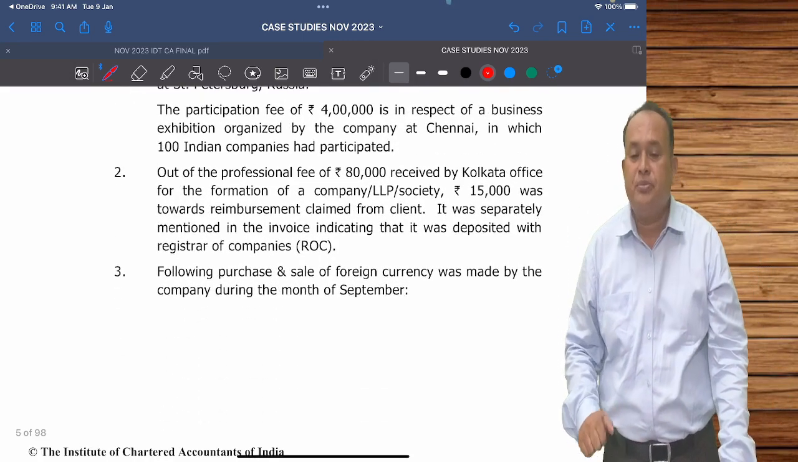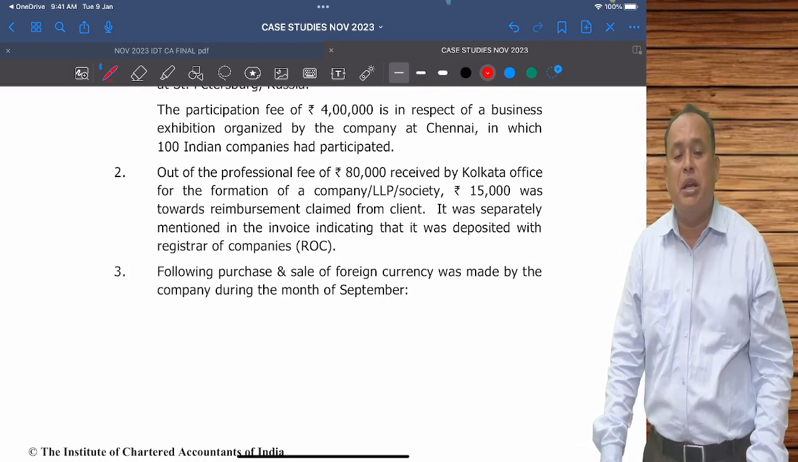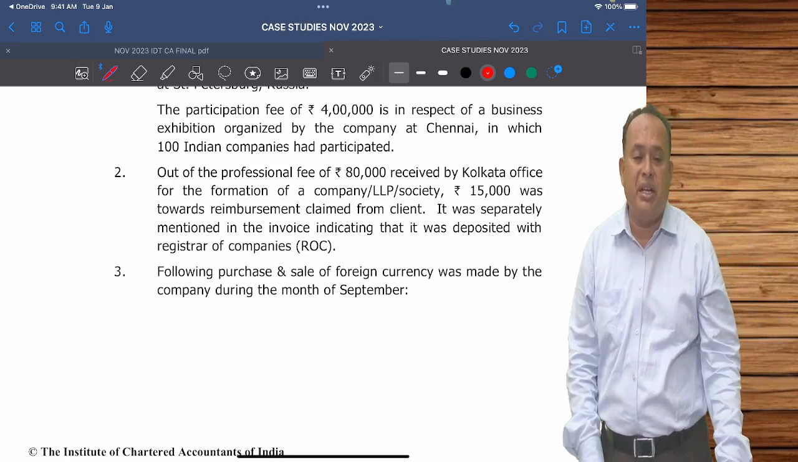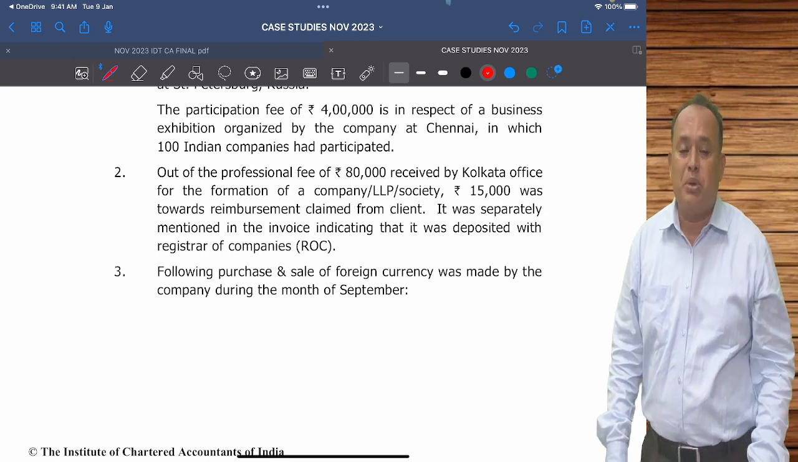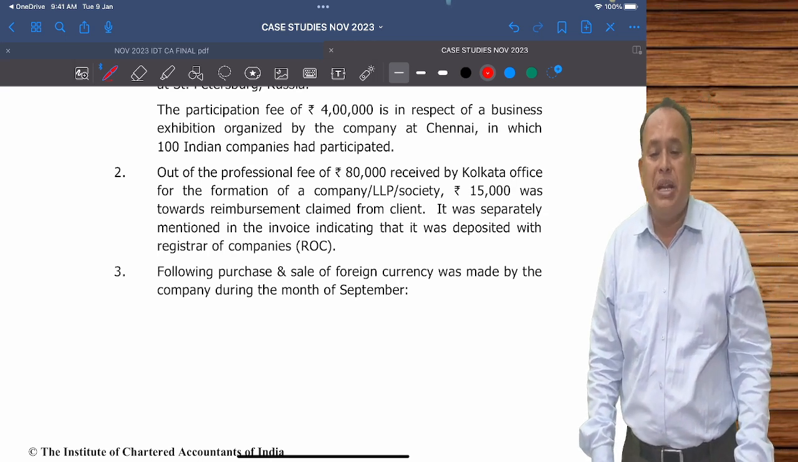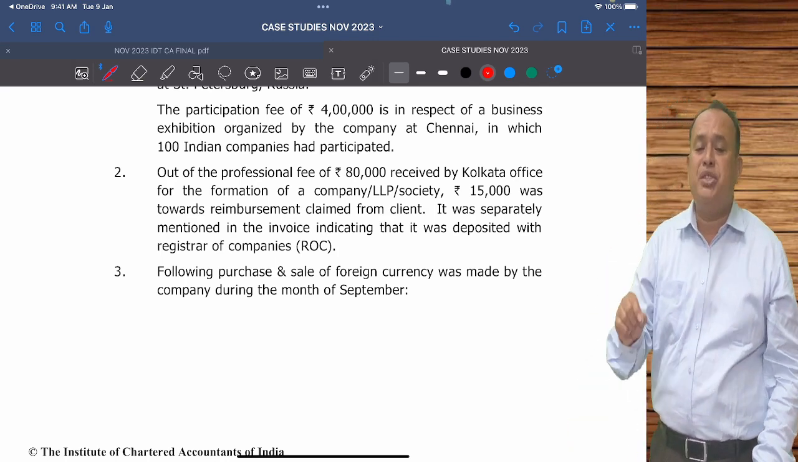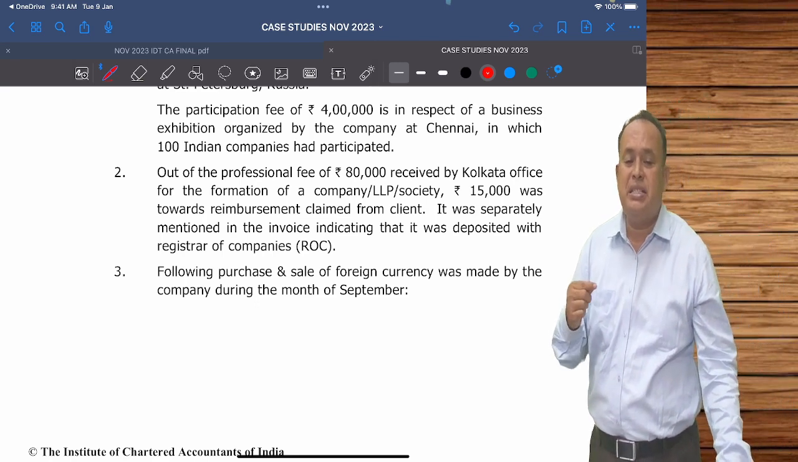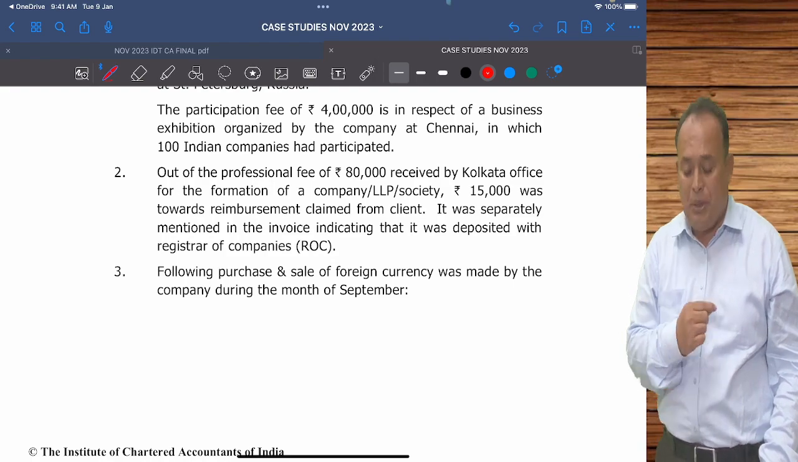Point number 2. Out of the professional fee of rupees 80,000 received by Kolkata office for the formation of a company, LLP or society, 15,000 was towards reimbursement claimed from the client. It was separately mentioned in the invoice indicating that it was deposited with the Registrar of Companies. Point number 3. The following purchase and sale of foreign currency was made by the company during the month of September.